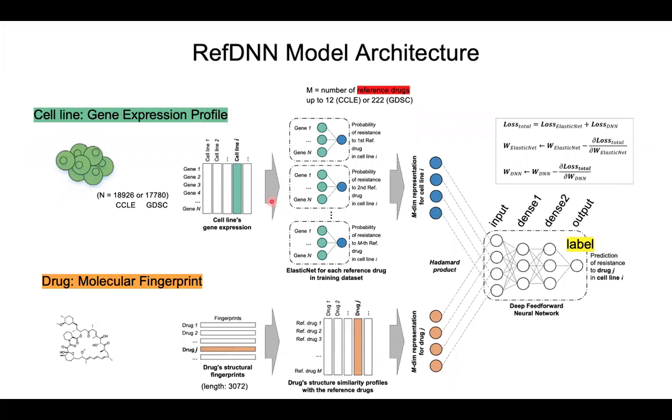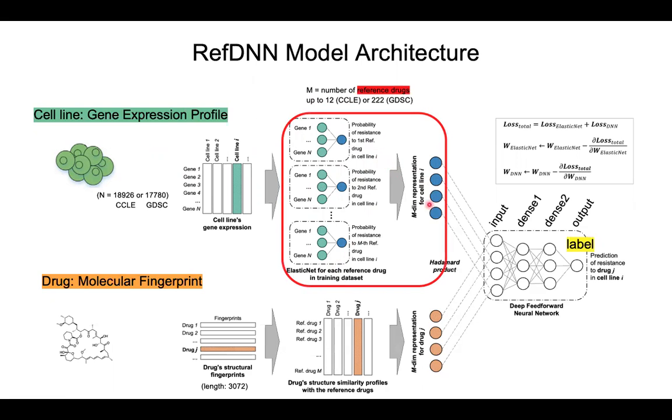The study proposed a RefDNN model. Again, you have the cell line and the drug as the initial input. The key of this RefDNN model is that they define a set of so-called reference drugs, which by default could be just all of the available drugs. A cell line represented by the gene expression profile is first converted to an n-dimensional vector using an elastic net layer, with each row representing the probability that this cell line is resistant to each drug of the reference drugs.